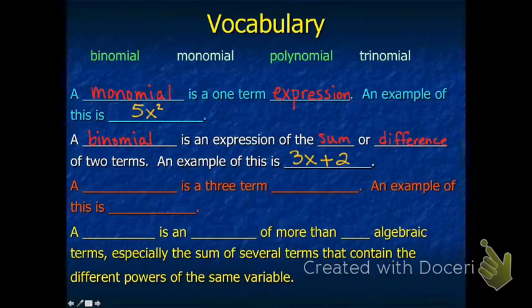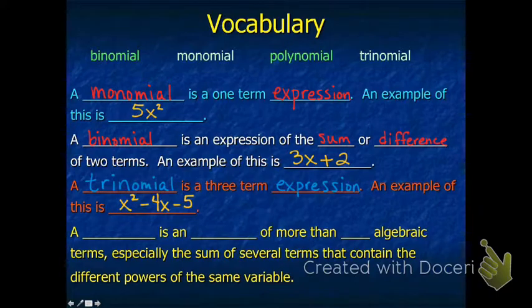The third sentence, it says a blank is a three-term blank. An example of this is blank. So I think you know where I'm headed. A trinomial is a three-term expression. An example of this is x squared minus 4x minus 5. And we'll be factoring trinomials in the coming days or weeks.